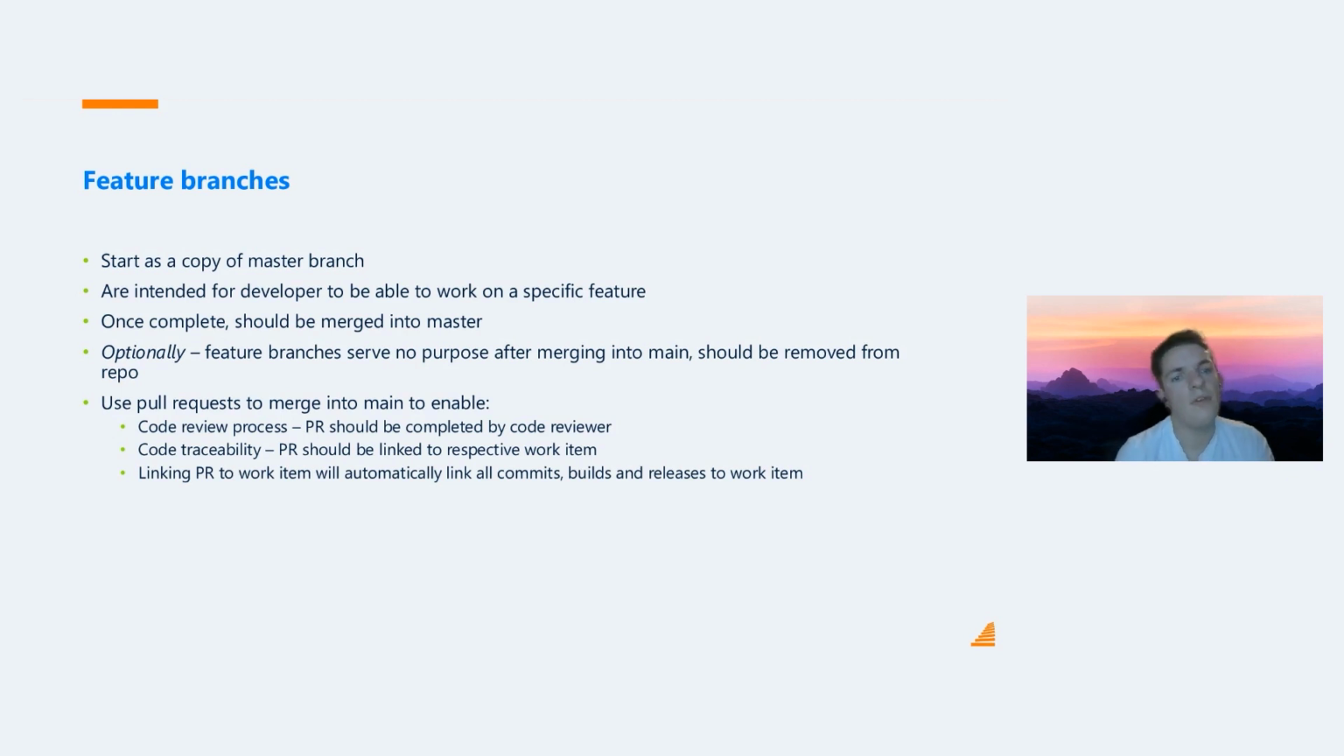And yeah, as I mentioned previously, you should use pull requests to merge into the main or master branch to enable a few things. First of all, you can enforce a code review process. So pull requests should be completed by a code reviewer. So only the code reviewer actually completes that merging process. At the same time, you get code traceability. Pull requests should be linked to the work items, and then you have commits and the builds and everything linked to that work item. So yeah, it really benefits to use pull requests because it serves that precious link between code and work items that you really want to have.